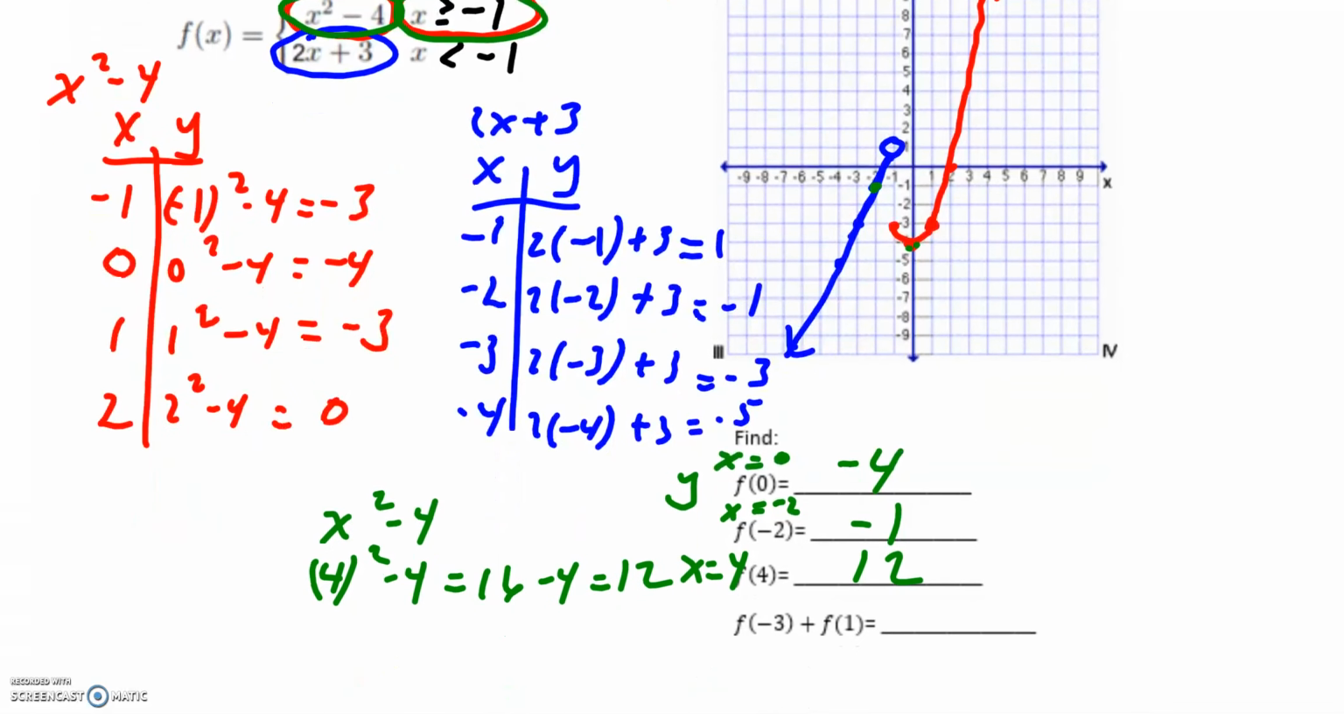Last but not least, if I want to find f of -3 plus f of 1, again, this is really a y value plus a y value. If I look at x equals -3, the y value that goes with -3 is -3. So you'd have -3 plus f of 1. If I go over to 1, the y value that goes with it is also -3. So my answer would be -3 plus -3, or -6.